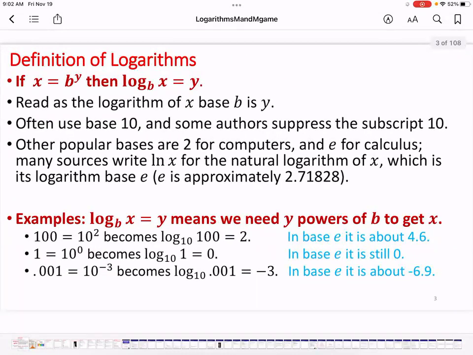So just briefly, what is a logarithm? If x equals b to the y, then the log of x base b is equal to y. So we often use base 10. Why do we use base 10? Yeah, exactly. We have 10 fingers.